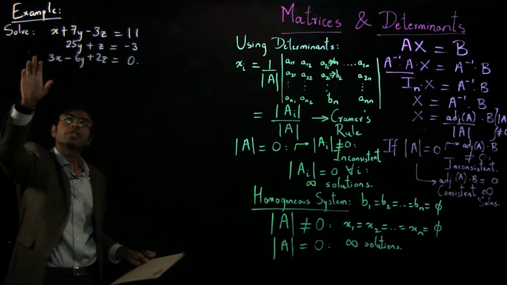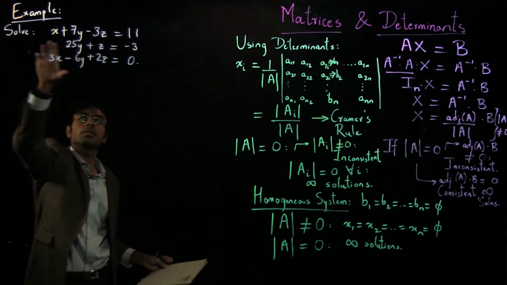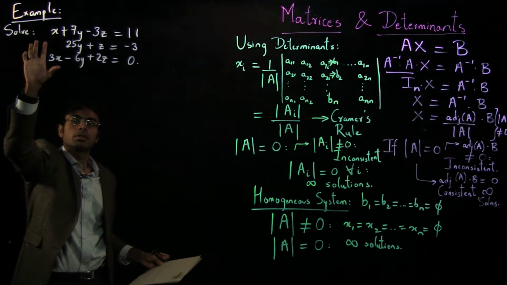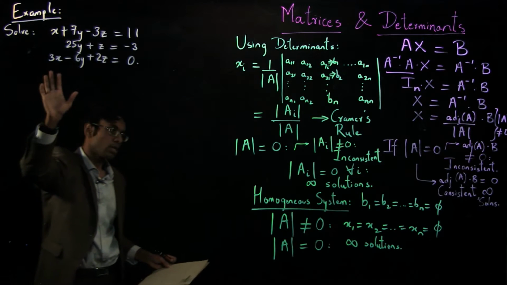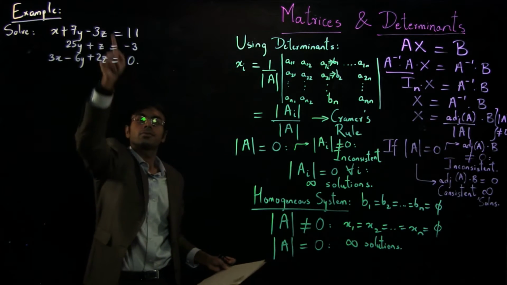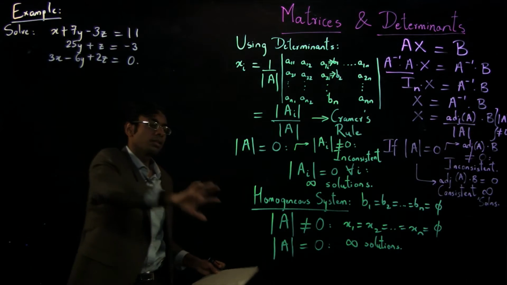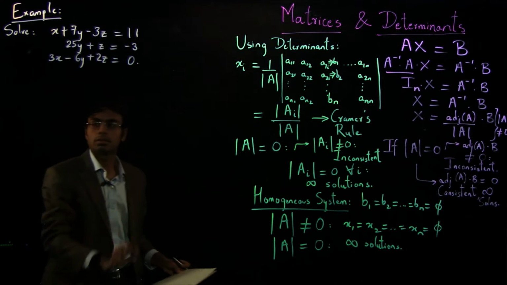First of all, how many unknowns? x, y, z, 3 unknowns, and you have 3 equations in 3 unknowns. So the number of equations is equal to the number of unknowns. Now, the right hand side of this set of equations is 11, minus 3, 0. So clearly it is not a homogeneous system, because you have these non-zero elements on the right hand side.